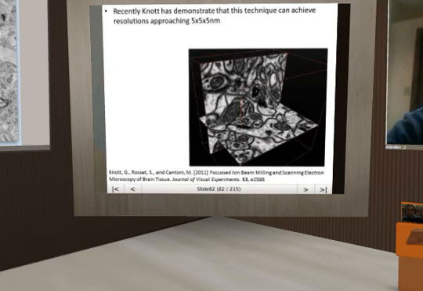Recently, Graham Knott has demonstrated that this technique can achieve resolutions approaching 5 by 5 by 5 nanometers. It's really stunning images. Actually, there's an online Journal of Visualized Experiments video of the FIB-SEM process that's listed here, and I recommend anybody that is interested take a look at it. It's very, very fascinating.